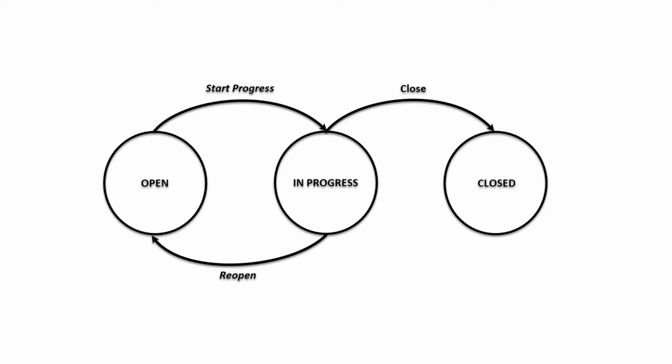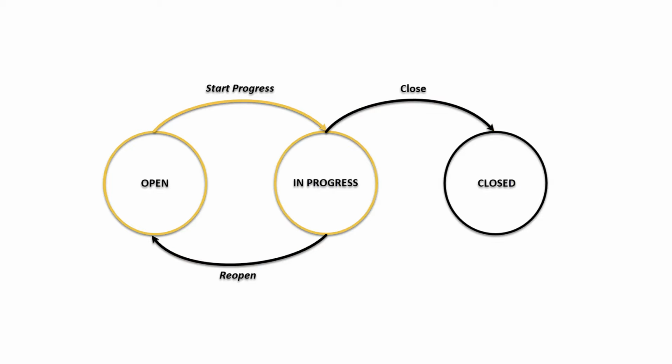A basic state transition diagram model looks like this. It's very clear. There are three states: open, in progress, and closed. States can be marked with circles, squares, rhombuses, rectangles, etc. There are also three transitions. A transition is initiated by the event: start progress, reopen, close. Transitions are mostly indicated by arrows.